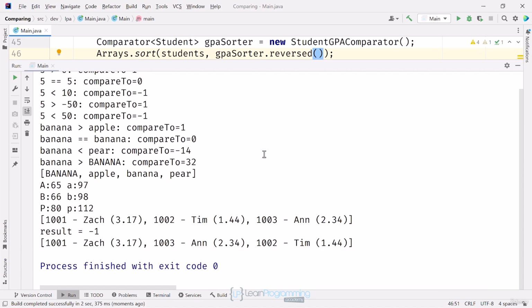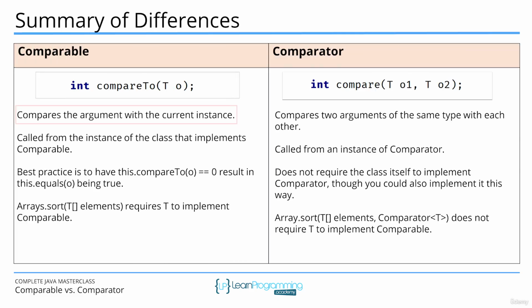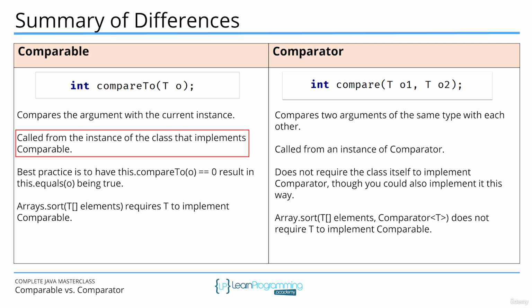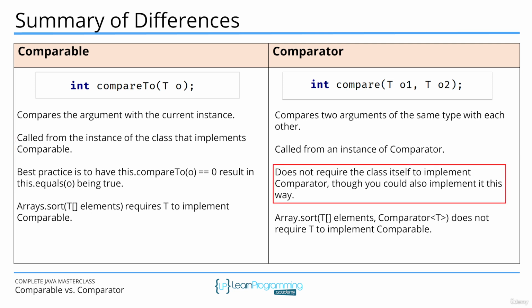Let me summarise the differences between these interfaces. Comparable's method is compareTo and takes a single argument that will get compared to the current instance. Comparator's method is compare and takes two arguments of the same type to be compared to each other. Comparable's compareTo method is called from an instance that implements Comparable. Comparator's compare method compares objects that don't require them to implement Comparator.